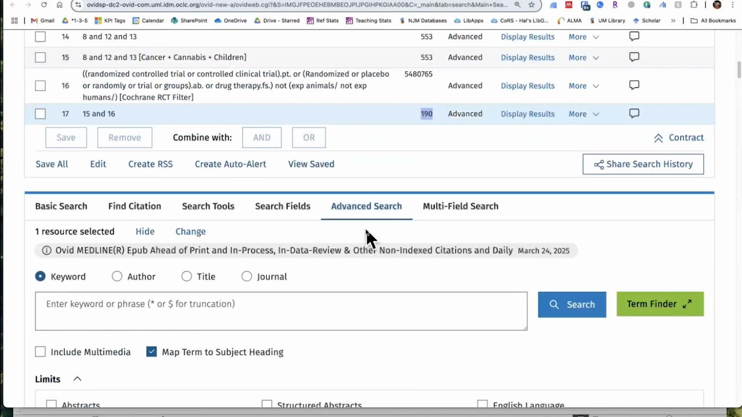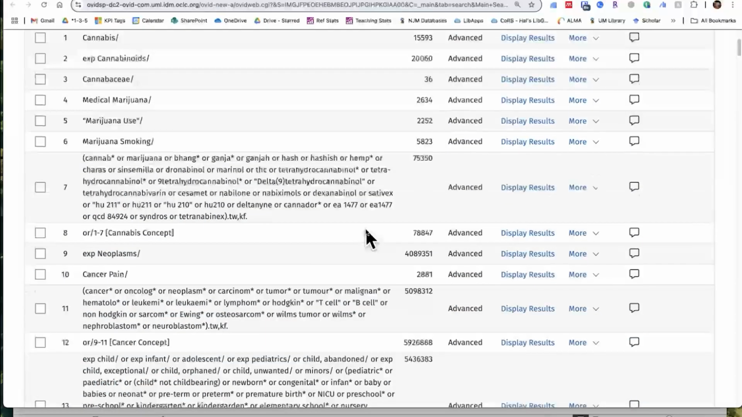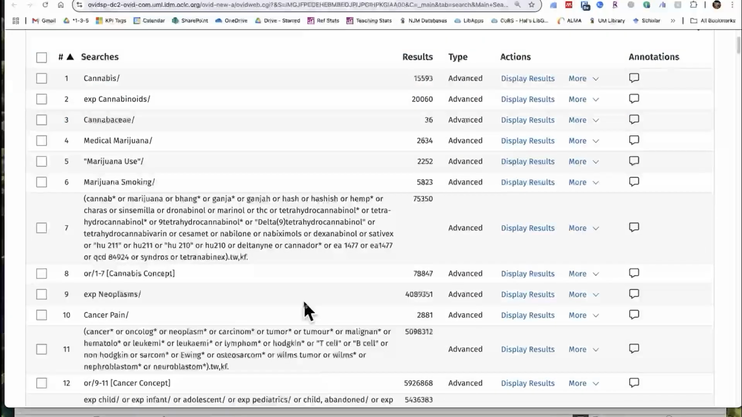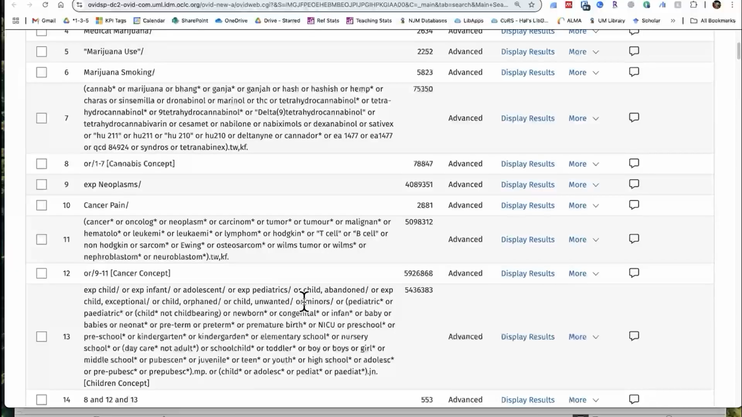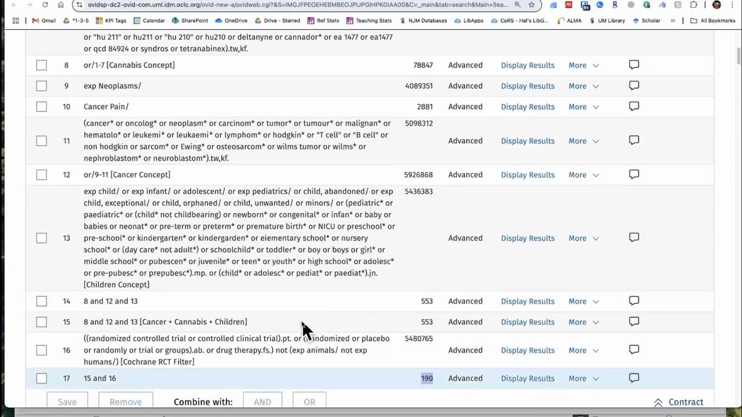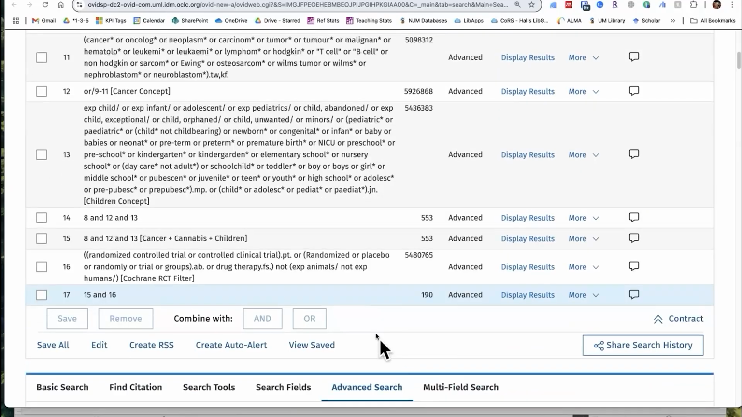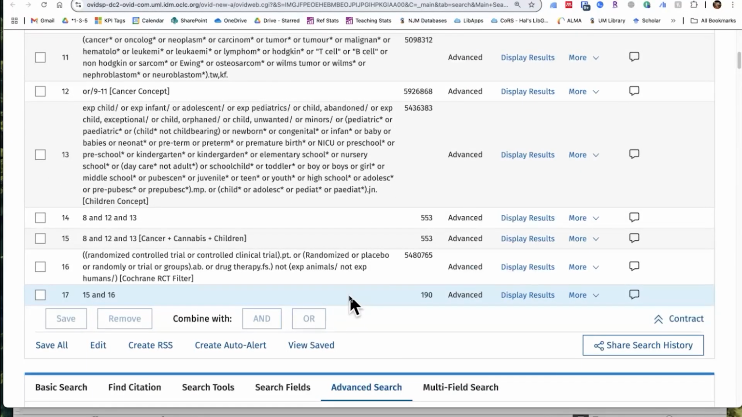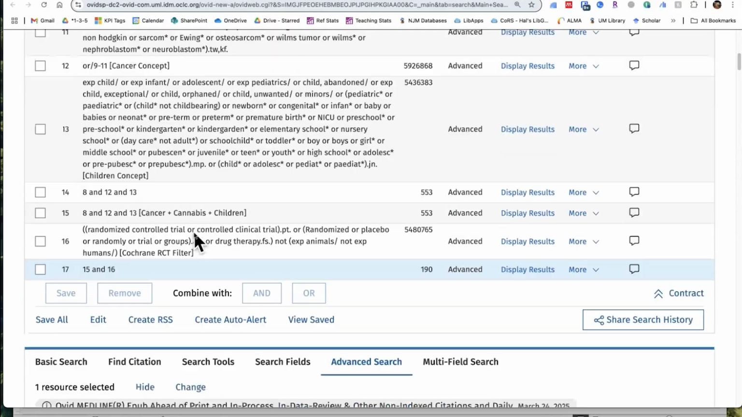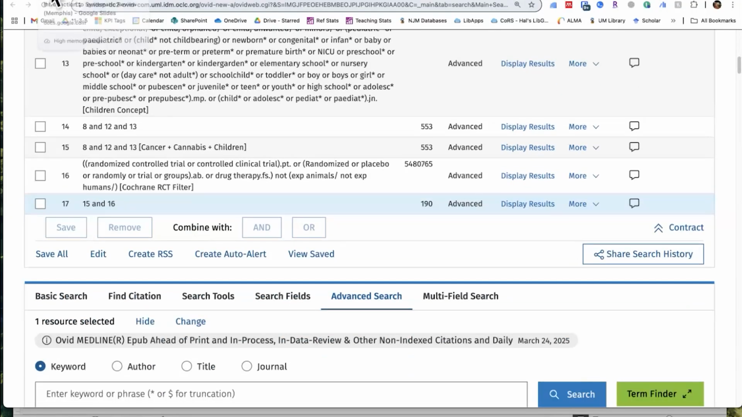So I know that that was fast, but there are a lot of resources online for how to get used to Ovid Medline if you've never used it, if you've only ever used PubMed. It has a steeper learning curve, but it is a much better resource for advanced searching. It gives you much more control over your search. PubMed does a lot of interpretation for you. So I don't like it for systematic reviews at all.